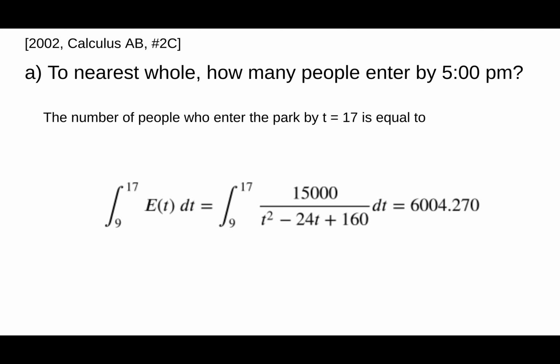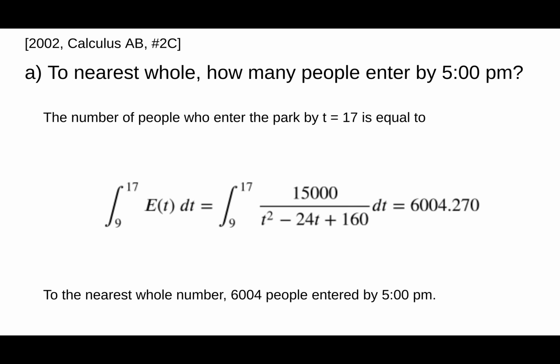This is a calculator active question, so feel free to use your calculator to do this unless you're really feeling up to the task and want to do it analytically. But the actual integral turns out to be a little bit more than 6,004.270 to be exact. But it does say round to the nearest whole number, so by 5 p.m., approximately 6,004 people have entered the park.